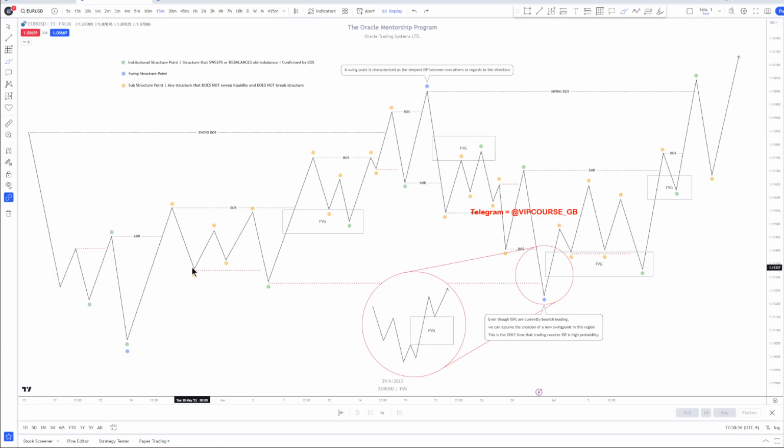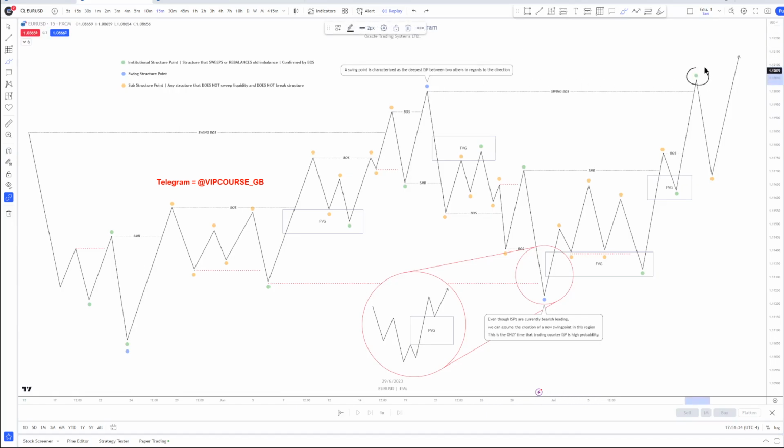Institutional structure points, go back again, are formed from liquidity sweeps and fills of imbalance, or FVGs. Price does not need to fill the entire imbalance, it simply needs to tap in, and then it is confirmed by the break of structure or the breakout of the previous institutional leg, the institutional dealer range. A swing structure point breaks when we simply break a previous swing structure point.